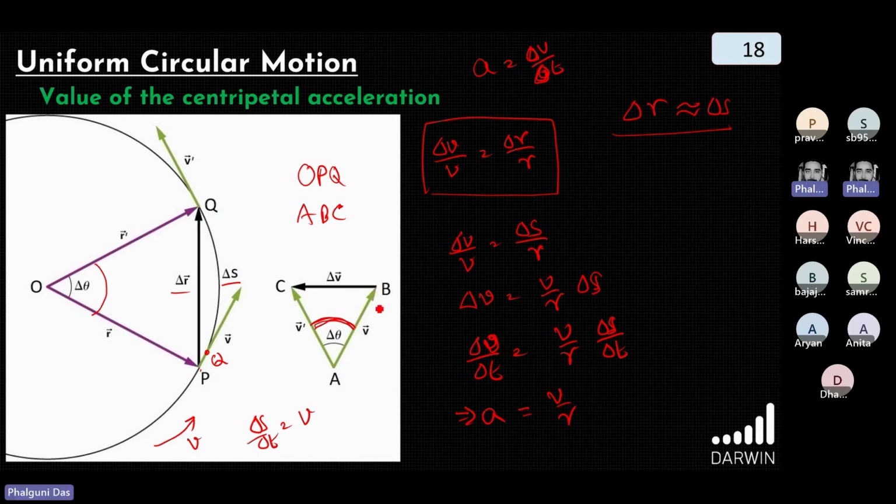So del S by del T you can write as V. So V into V by R gives us V square by R. So finally, we can write the acceleration as simply V square by R.